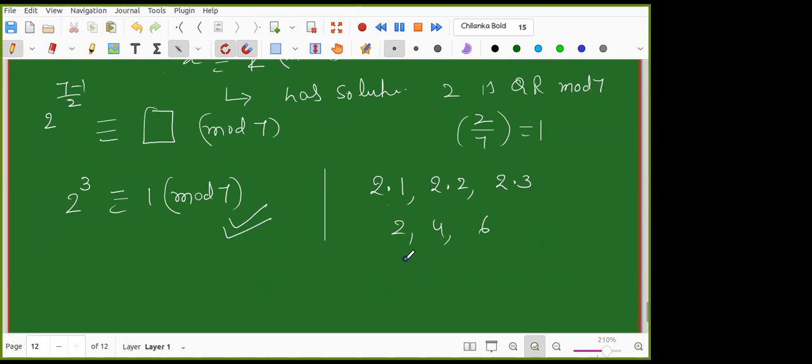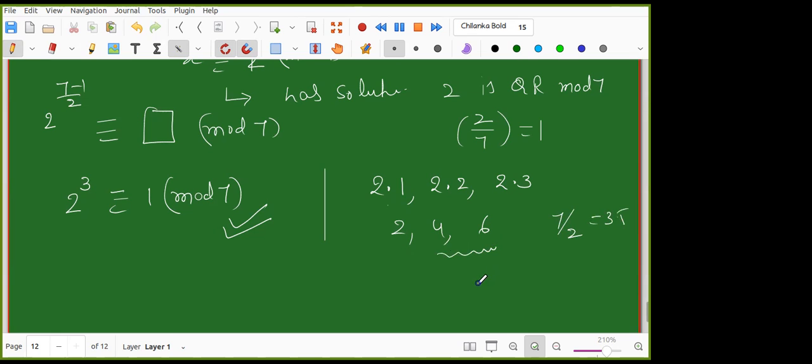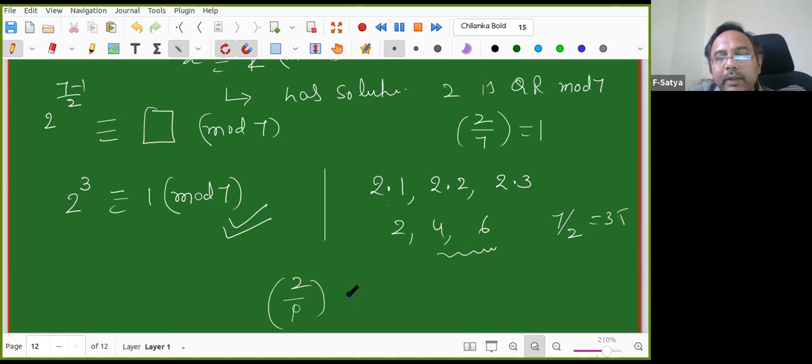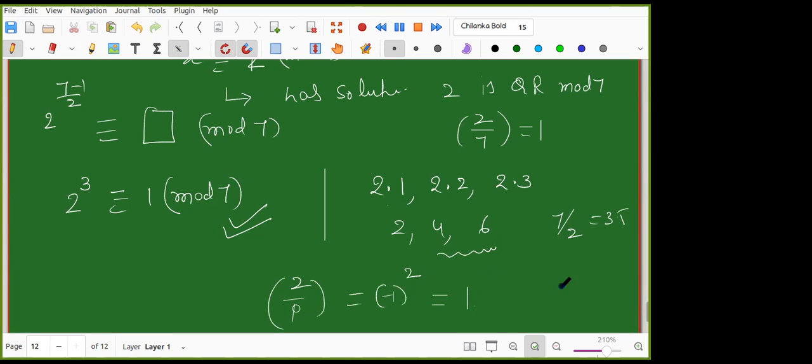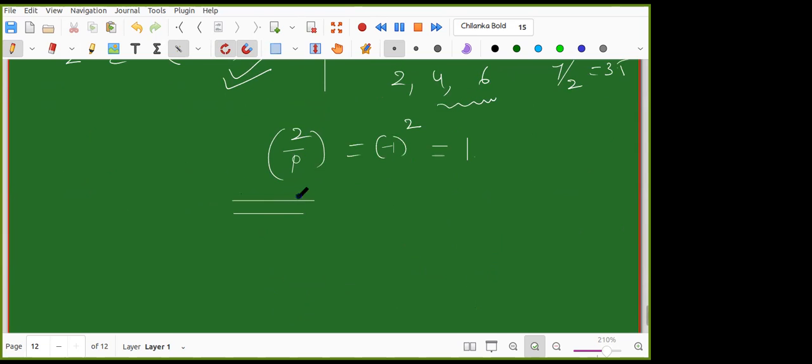P by 2. What is p? 7. So it is 2, 3, 5. So how many of them are greater than p by 2? 2, 4, and 6. So 2. So what is the answer now by Gauss lemma? 2 by p equal to minus 1 power 2. So it is 1. Is it clear to you? Yes. We proved all the 3 cases.